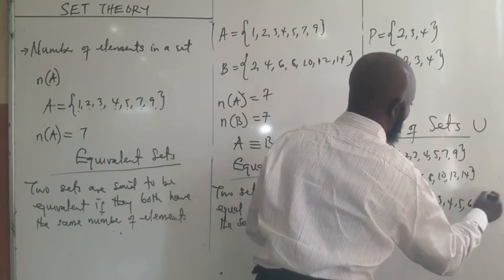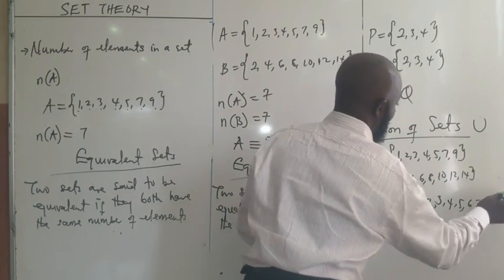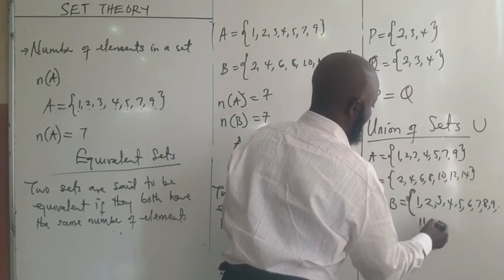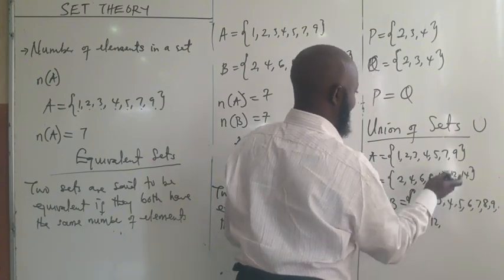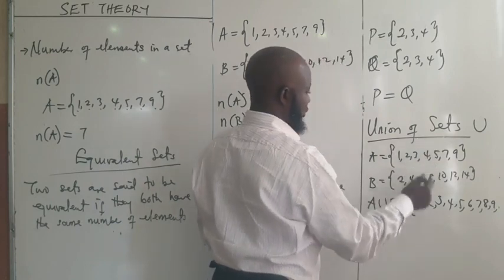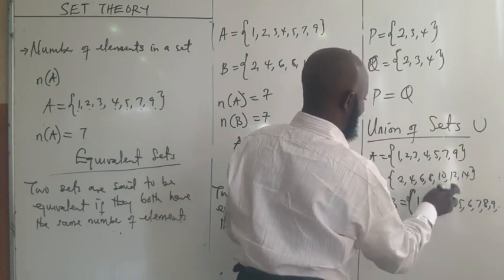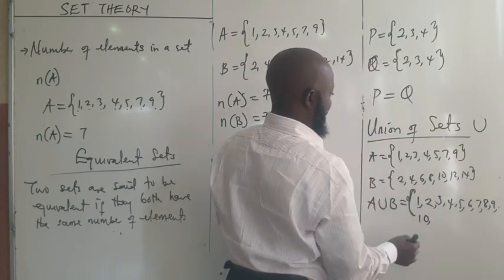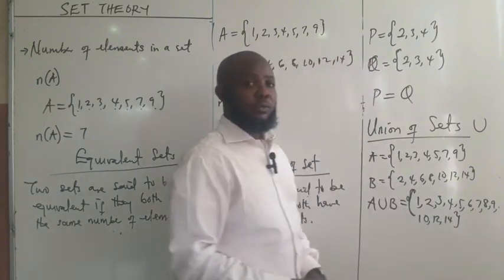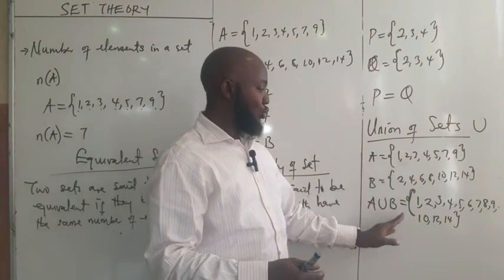7, 8, 9, then 10. We don't have 11, no 11 you can see, so we don't write 11, since we don't have it in both of them. Then 12. We have 10, we have 10, we write 10, 12, and 14. Then we close it. So we have combined the two sets together, A union B.